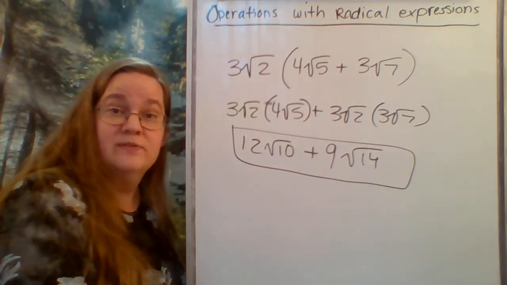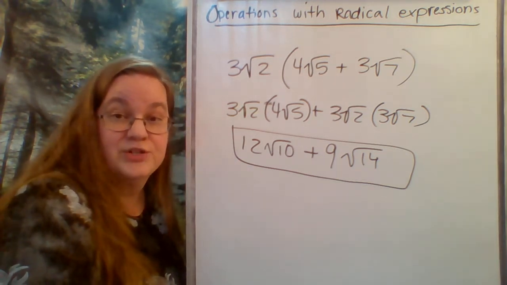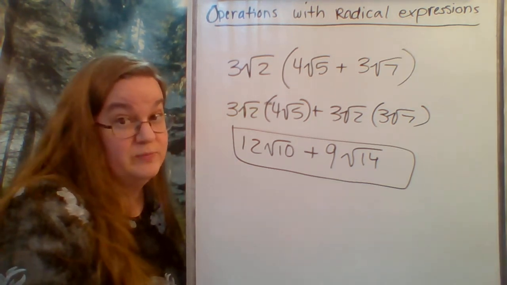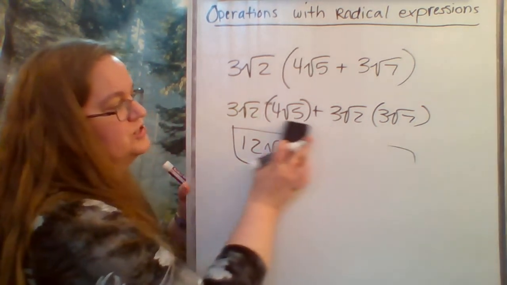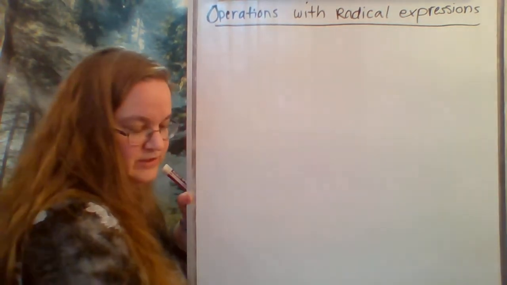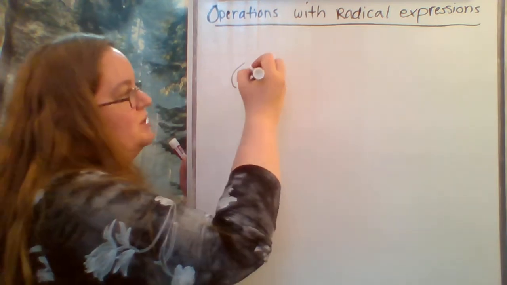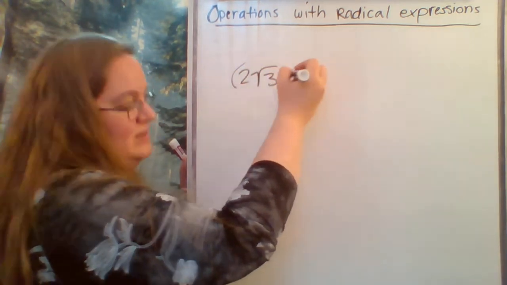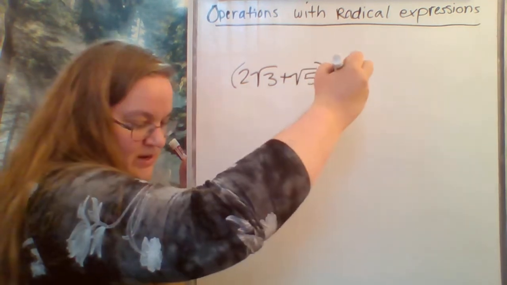Okay, so even though it looks different and kind of weird, it's actually very similar to the stuff that we've been doing right along. Again, a lot of the same rules, it's just being applied to radicals, and it just looks a little bit different, and so sometimes people are a little bit intimidated by that. So let's look at one more, which is a binomial times a binomial.